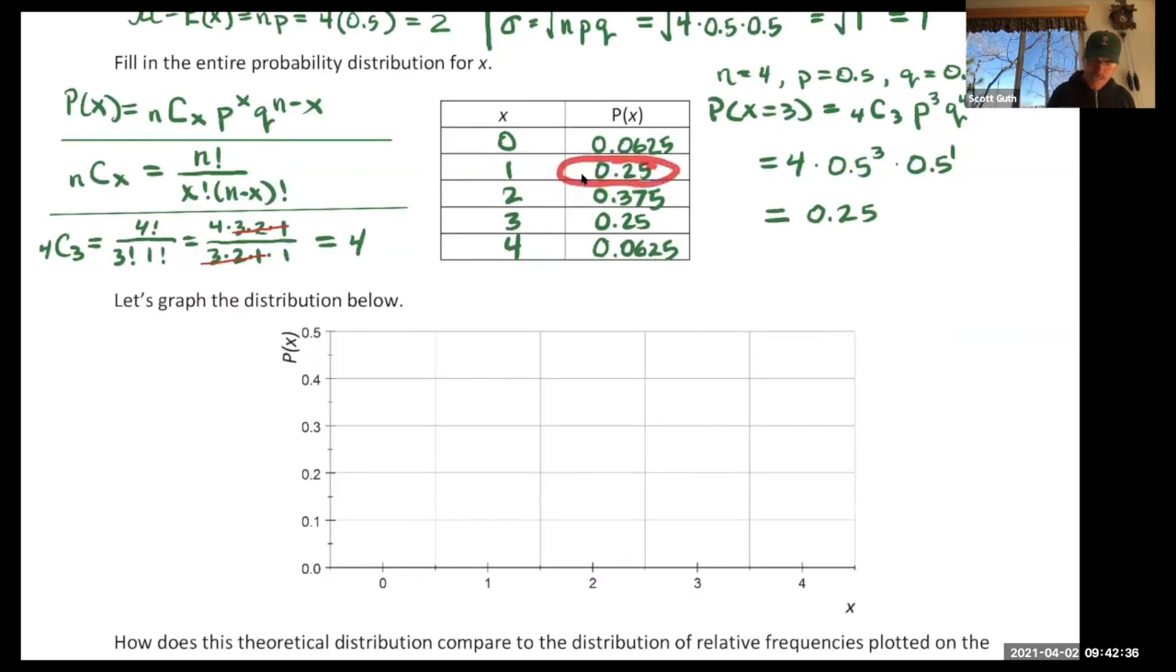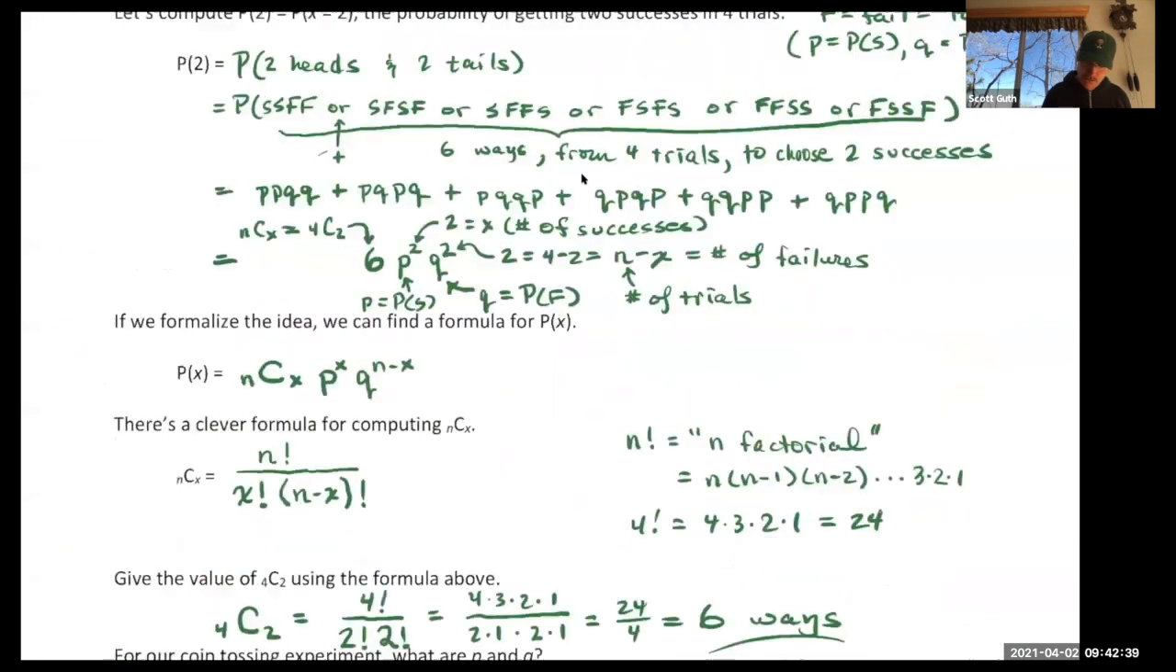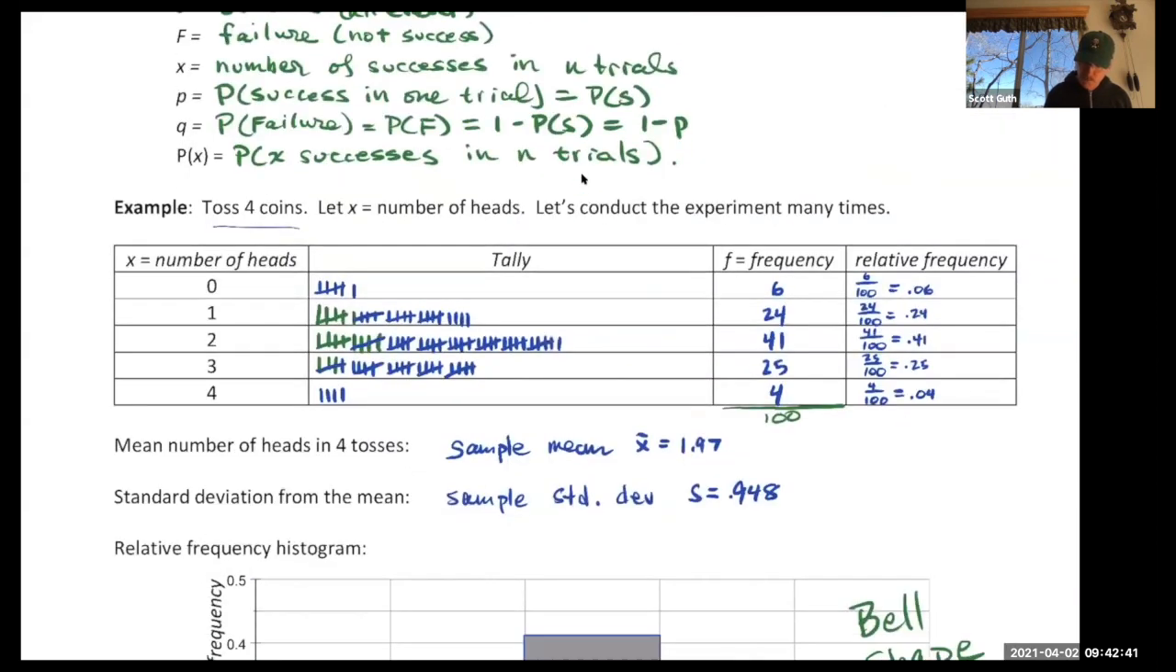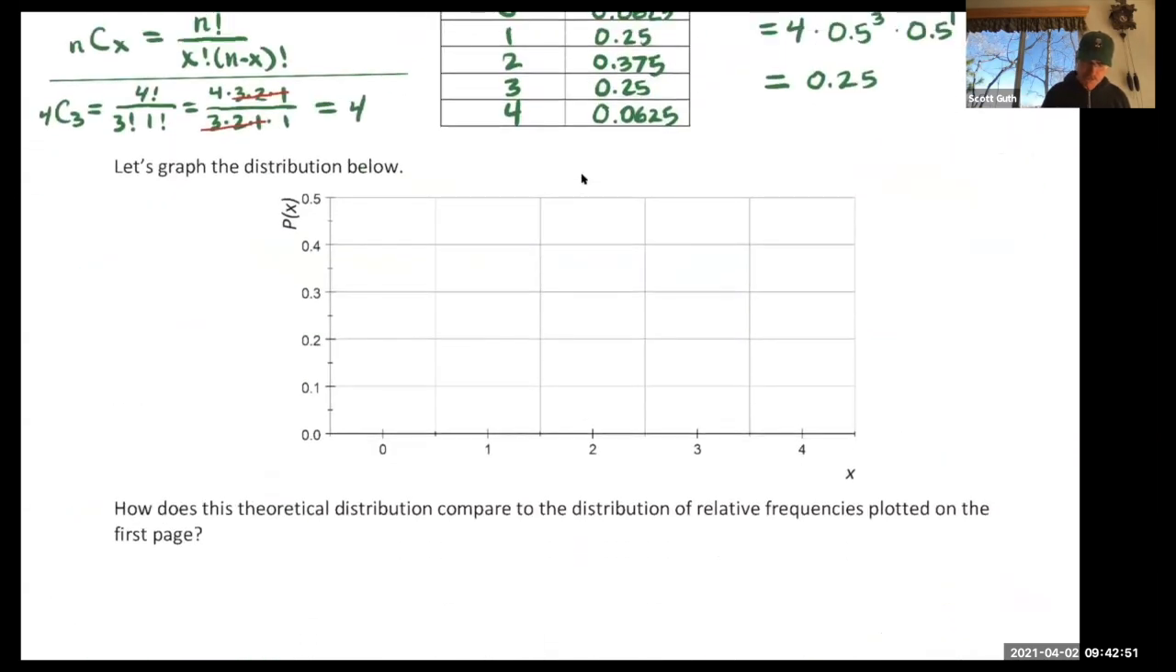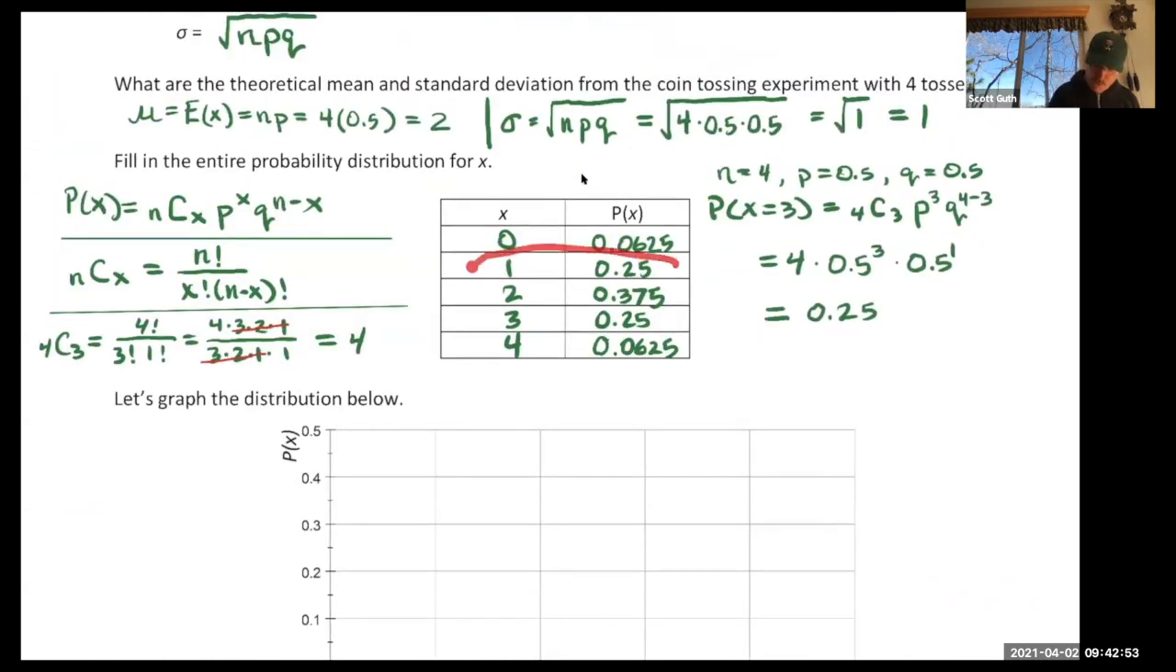If you look at one head, what actually happened was 24% of the experiments came out with one head out of 4 coins. 24% was what actually happened. The probability predicts 25% of the time. Pretty darn close, well within a very small margin for error.